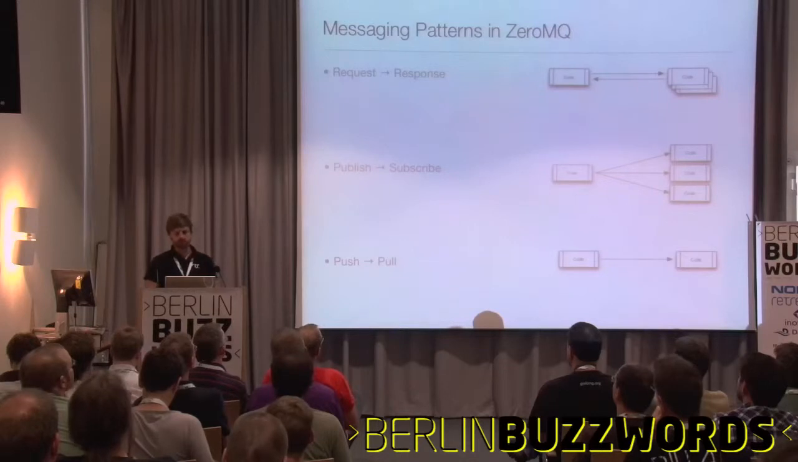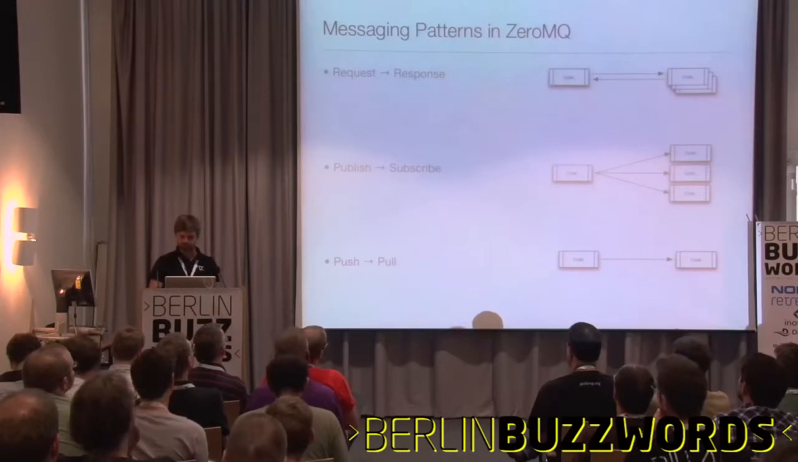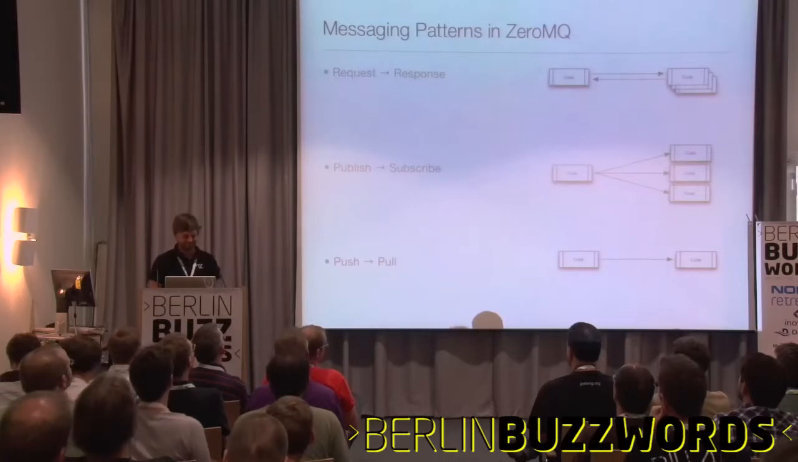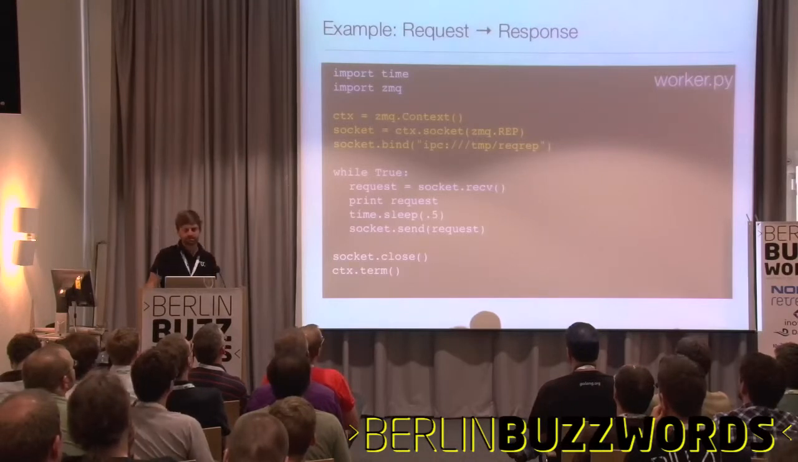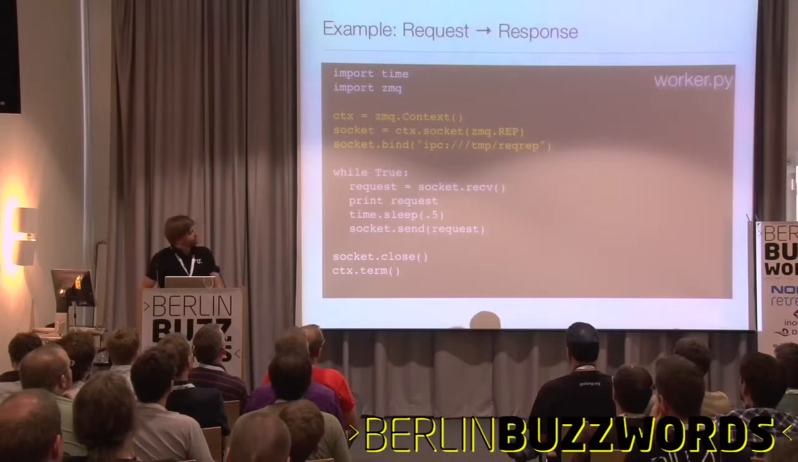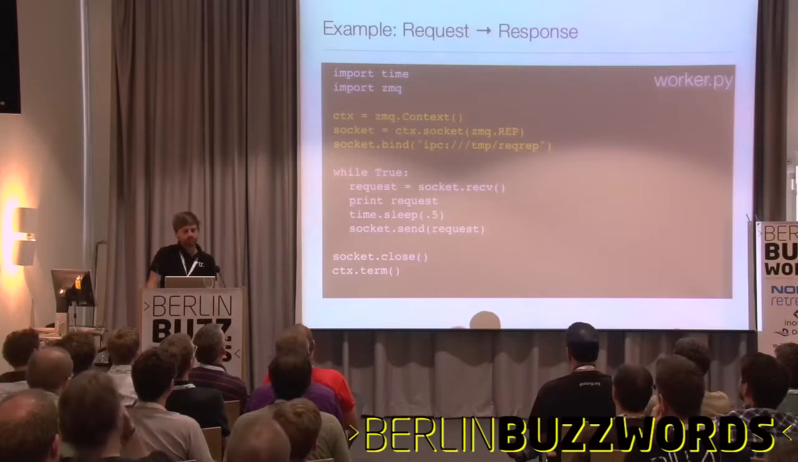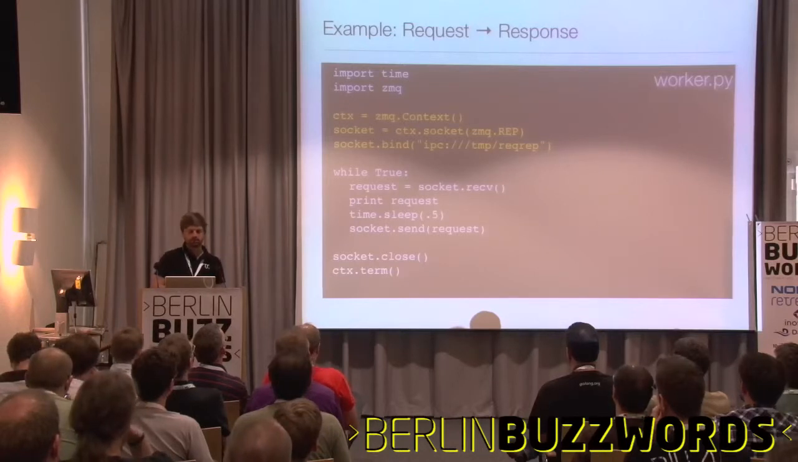So there's a socket type for request, there's a socket type for response, and so on. It's really easy to program, and examples are always the best. And I hope they work. The first example is a very basic request and response. First we will create the worker using Python. We start with a ZeroMQ context, and from this context, we create a reply socket. Then we bind this reply socket to this ZeroMQ URL.